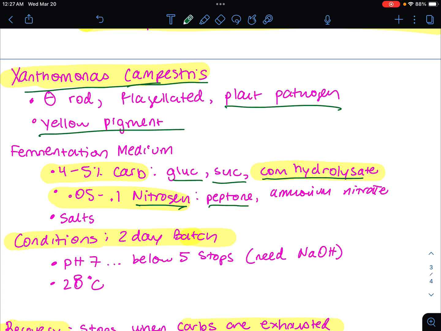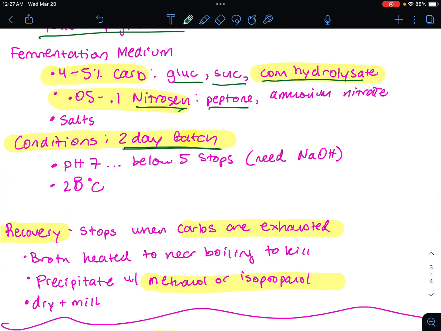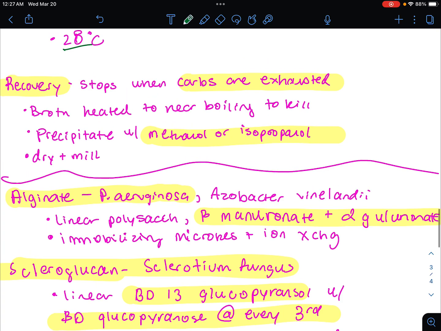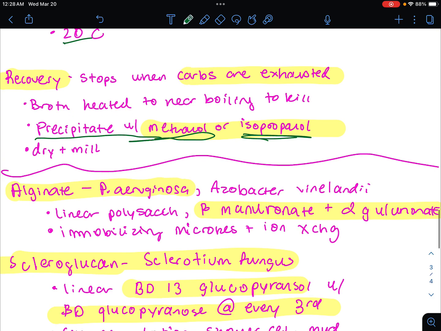So we have some conditions to follow as well. So it's going to be a 2-day batch fermentation. The pH is controlled at 7 because if you drop below 5, this is going to stop the production. So you need some NaOH to keep it at 7. And the temperature is 28 degrees. Let's talk about recovery. So we're going to go to the end here with xanthan. And the fermentation will stop when carbs are exhausted. When you run out of carbohydrate nutrient, the fermentation, of course, will stop. The broth is pasteurized by heating or boiling to kill the Xanthomonas campestris. Xanthan is now precipitated. You're going to be using methanol or isopropanol, so 2 types of alcohols that you're going to use to precipitate. Then you dry and mill your xanthan gum.